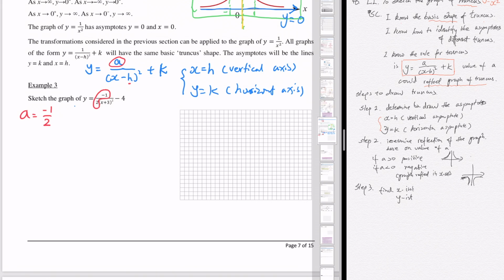Because it is x minus h, when you're trying to identify the value of h, you need to rearrange your equation to make it similar to the general form of the Truncus. So that's going to be written as negative 1 over 2 times (x minus negative 3) to the power of 2, minus 4. In this way, I would know that h will be negative 3 and k will be negative 4. So now we can write this down: x equal to h, which is equal to negative 3. That's going to be my vertical asymptote.